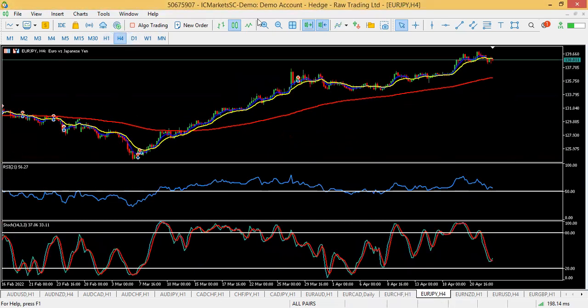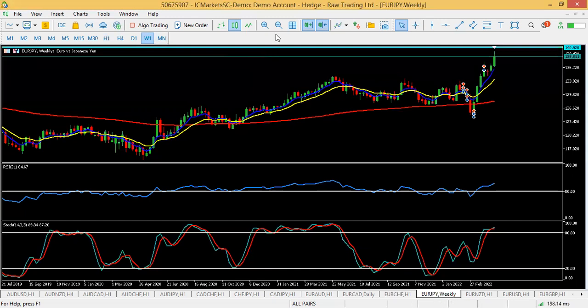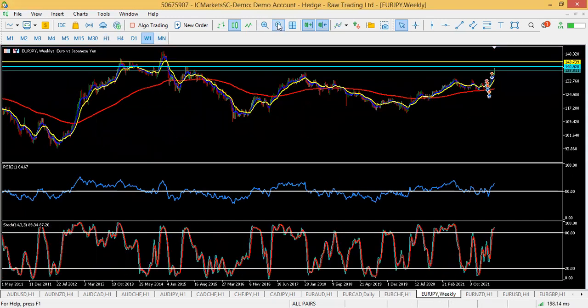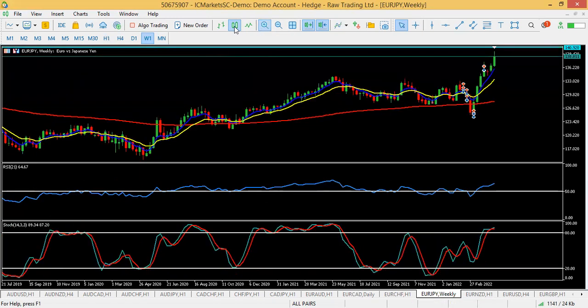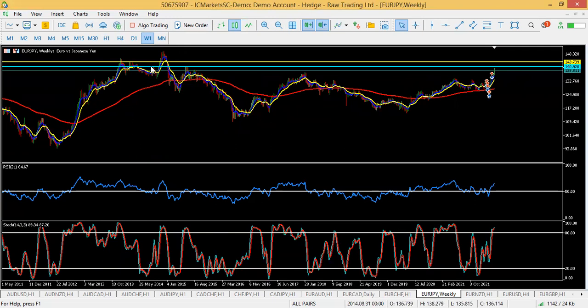Euro JPY, according to H1 and H4, this is currently buy bias. So the weekly candle closed in green, but right now this is currently sitting at the significant resistance right here. So anything can happen, and we are going to wait to see what is going to happen. But according to H1 and H4, this is currently sell bias. So coming to the weekly candle, we expect this to also push up a little bit towards this yellow resistance at 143.73. So that's going to be our weekly target for Euro JPY.